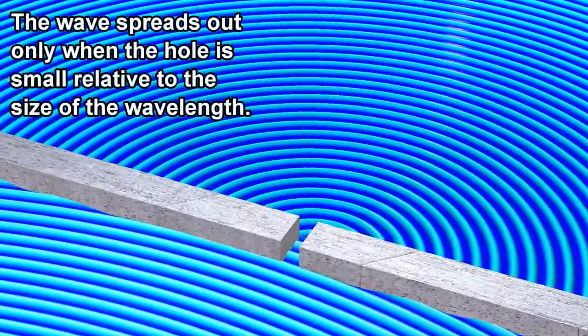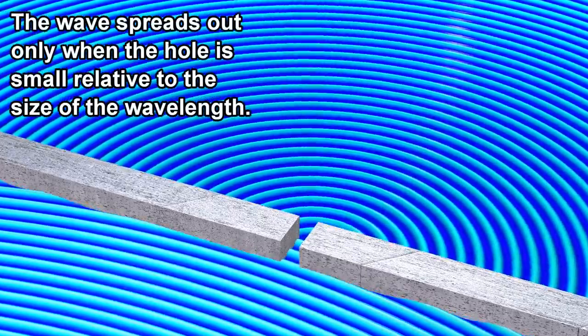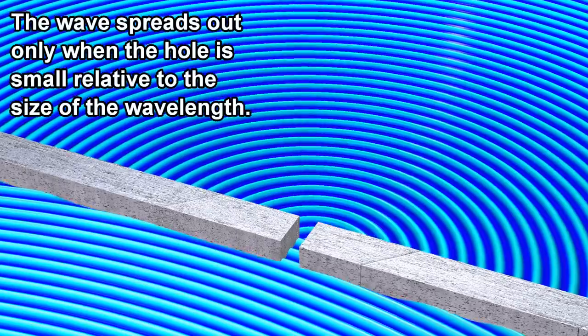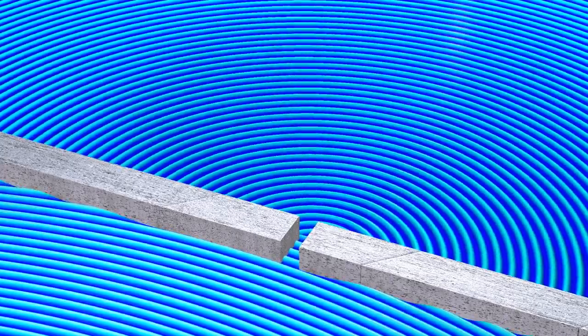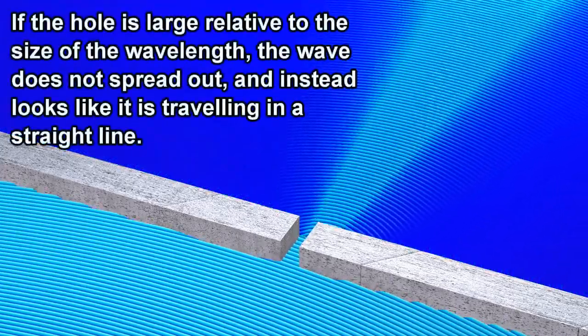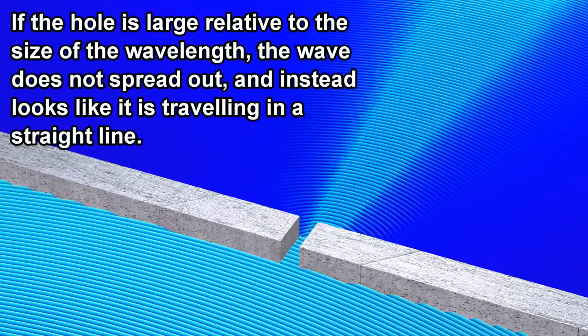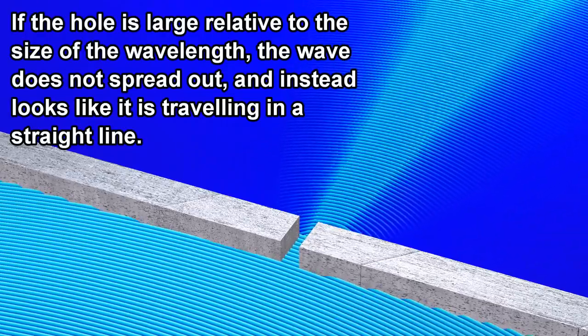The wave spreads out only when the hole is small relative to the size of the wavelength. If the hole is large relative to the size of the wavelength, the wave does not spread out and instead looks like it is traveling in a straight line.